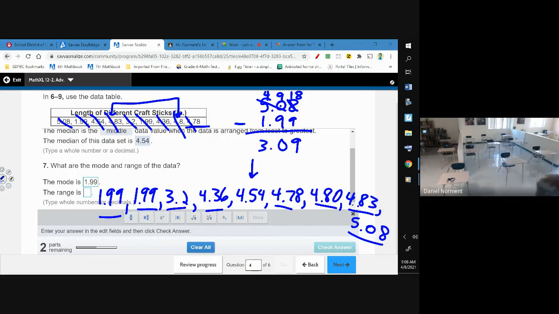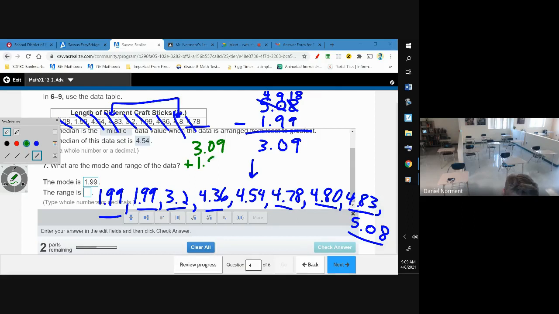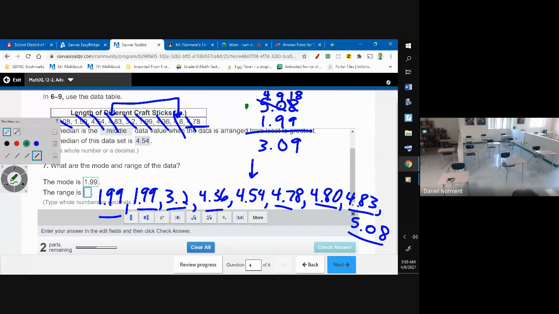I'm going to have to double check in my head. How would I double check this? For those of you who are not good with subtraction like me, I would take my answer and add it to the number directly above it. And if I get the same thing, then I know I did it right. And I did. So the range is going to be 3.09.